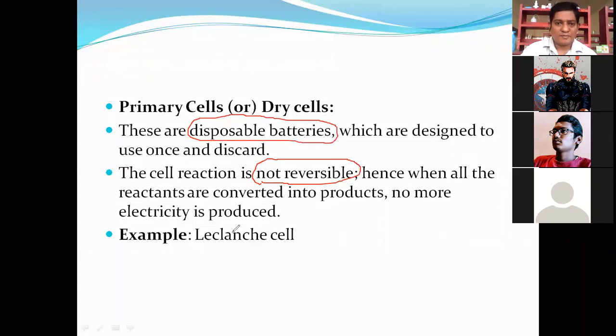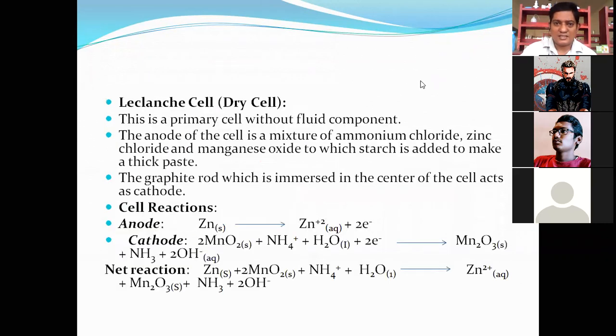Okay, then next one. The best example for the primary cell we are discussing is nothing but the Leclanche cell. Just now we have discussed the Leclanche cell. Now we will see the mechanism clearly, and this part is very, very important regarding batteries.